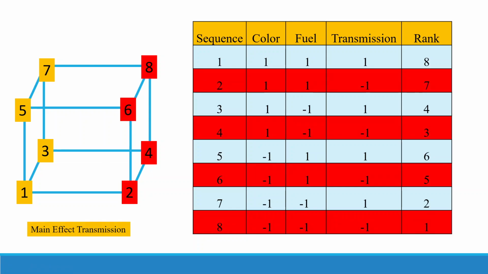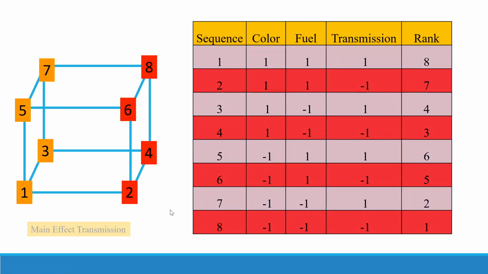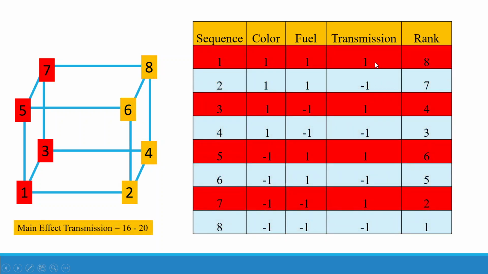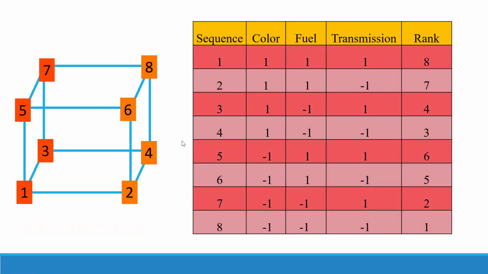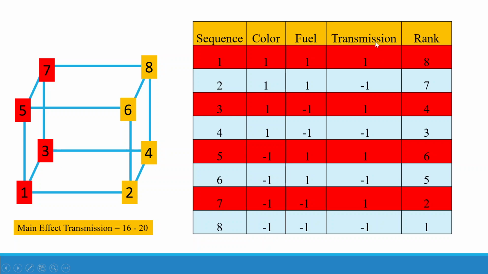Now we want to see the main effect of the transmission. So we will pick up the profiles with transmission coded -1 only, and then we will pick up the profiles which have only 1. So the profiles with only -1 in transmission, and the profiles with only 1 in transmission.